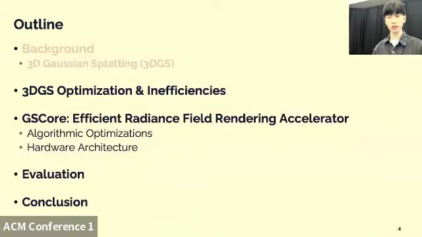This is the outline of today's talk. I will first explain GPU optimization of 3D Gaussian splatting and its inefficiency. Then we propose our solution, GSCore, an efficient radiance field rendering accelerator. Finally, I will show our evaluation and end with a conclusion.